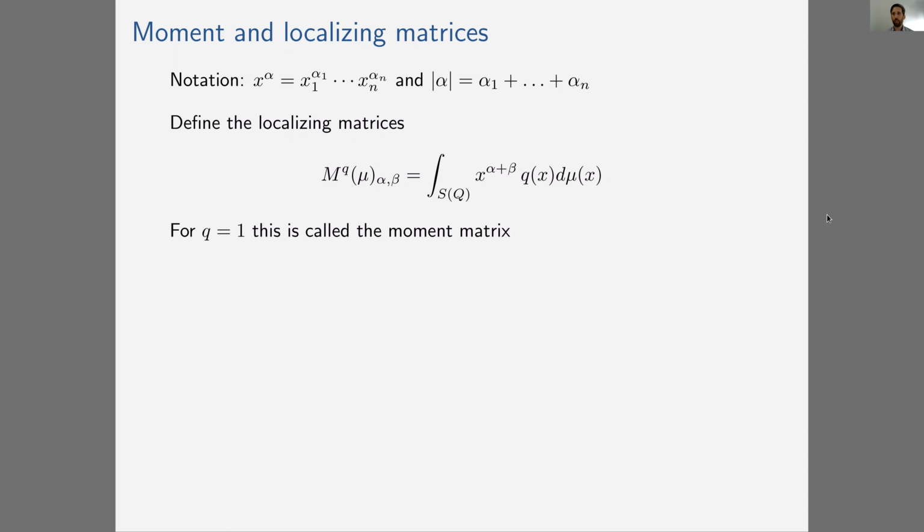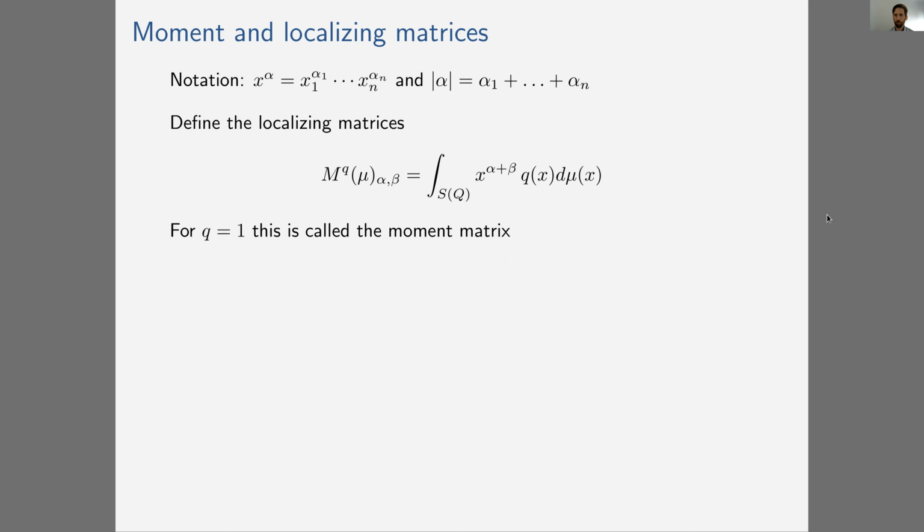Now we define matrices called localizing matrices. We define M superscript q of mu, and then the entry alpha comma beta is the integral over the semi-algebraic set with integrand x to the alpha plus beta, and then with measure, that's usually the way to think of it, q of x times d mu of x. These are called localizing matrices, but for q equal to 1, which is the most important one, this is called the moment matrix of mu.